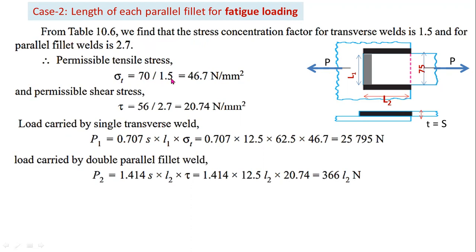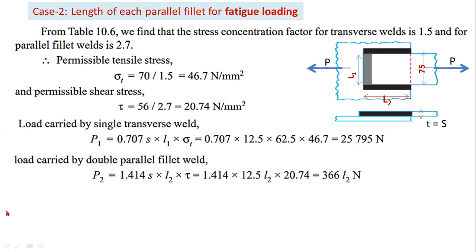Sigma t equal to 70 by stress, 70 megapascal is the tensile stress induced in the welded joint, and 1.5 is the stress concentration factor for a single transverse weld. 2.7 is the value for double parallel fillet weld. Okay, from those values, you have to determine permissible tensile and shear stresses. Okay, here the permissible tensile stress is 46.7 Newton per mm square, and the permissible shear stress is 20.74 Newton per mm square.